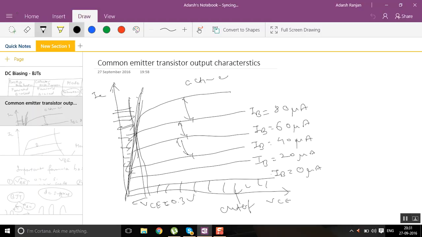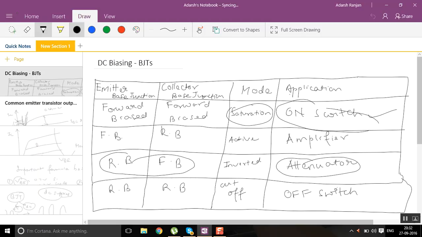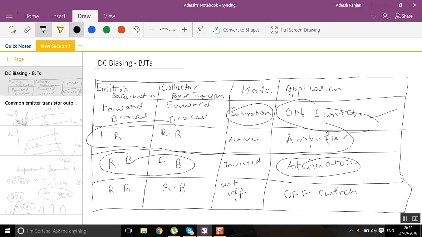And in the saturation region, when you draw a DC load line over here, you can see that the current is on the higher side, and in the cutoff region you can see that the current is on the lower side. So in the cutoff region, ideally there is no current, and in the saturation region the current is very high. Okay, and our area of interest is this region, where the BJT works as an amplifier.